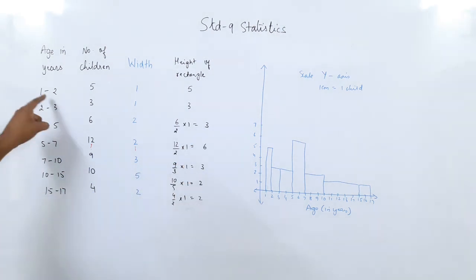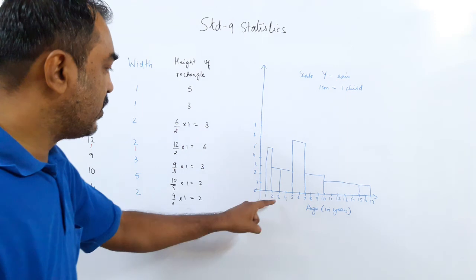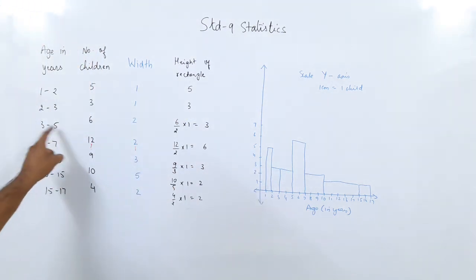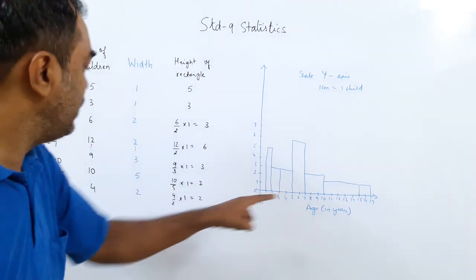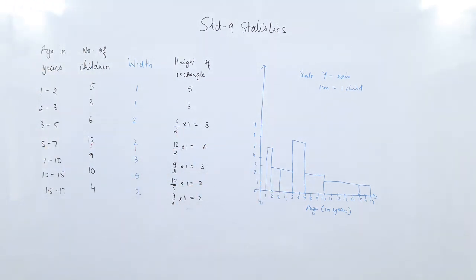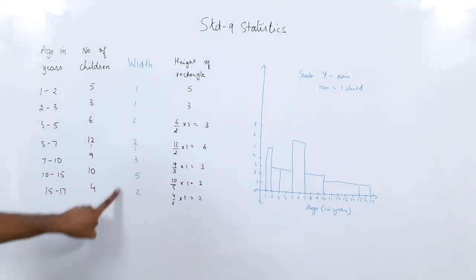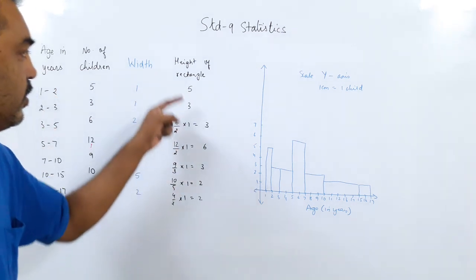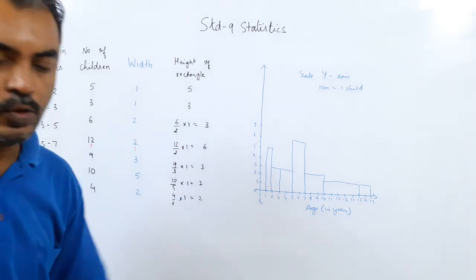And now you go by the width. From 1 to 2, you have taken 5. From 2 to 3, you have taken 3. Now from 3 to 5, a jump of 2, but the height remains 3. And this is the histogram with a varying width. So you have to always remember that while doing the histogram of varying width, you have to alter this frequency, change it, and then draw the graph according to the new height.